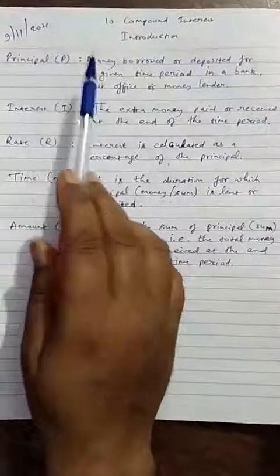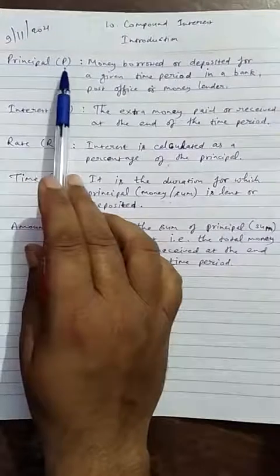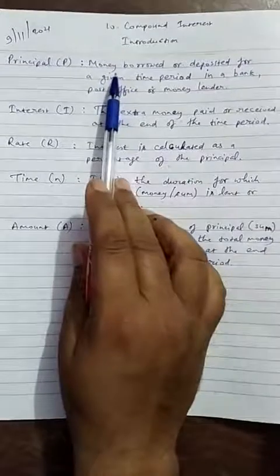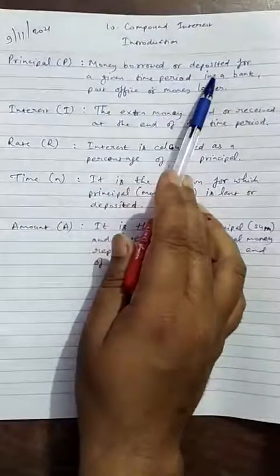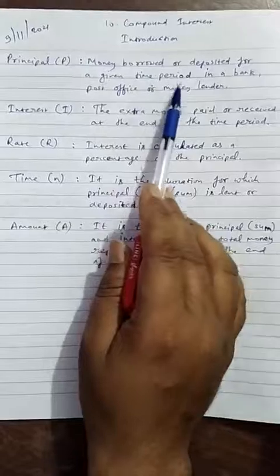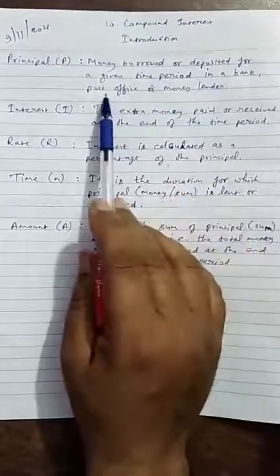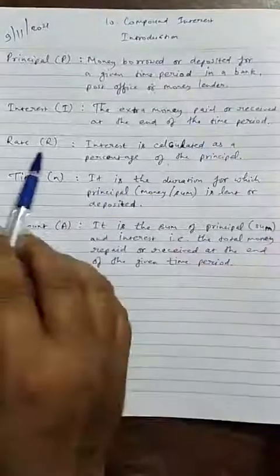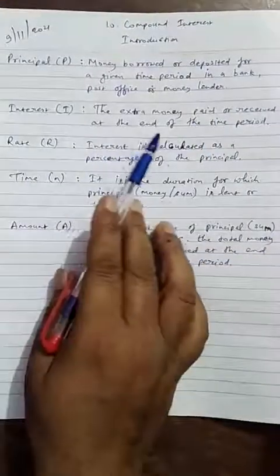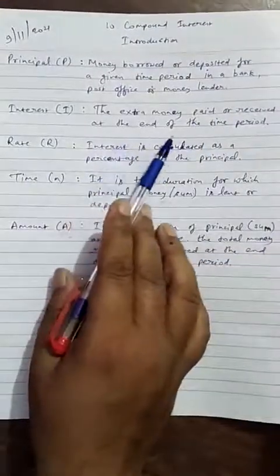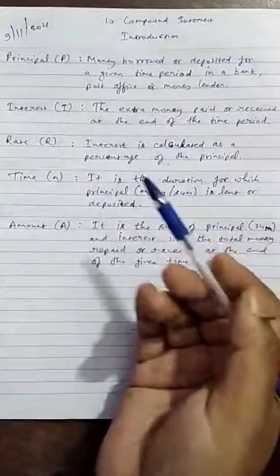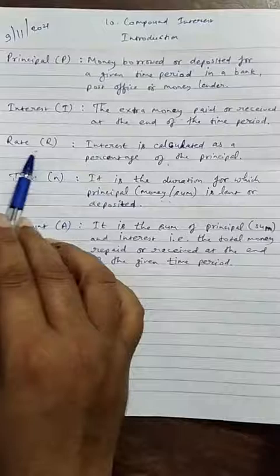First is the principal, that is denoted by capital P. It is the money borrowed or deposited for a given time period in a bank, post office or money lender. Second is interest, the extra money paid or received at the end of the time period for which we have lent our money.